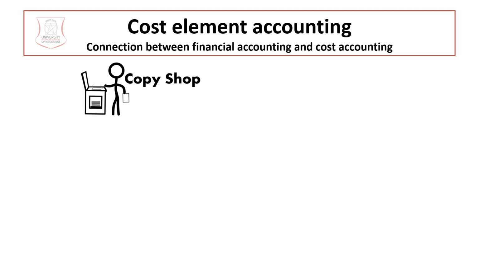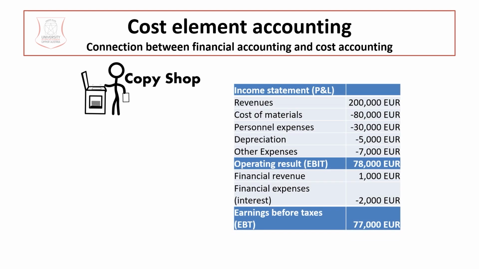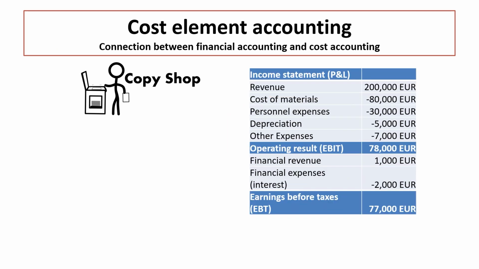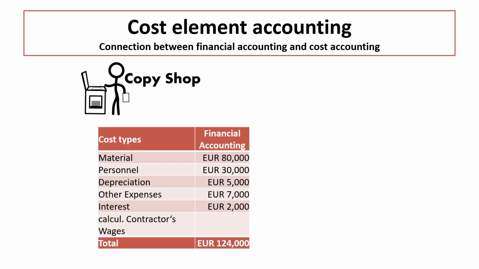We have a copy shop here and we look at the profit and loss account from the financial accounting. We see sales revenues of 200,000 euros but also various expense items listed here. And it is precisely these expense items that we now transfer to a separate table for the operating reconciliation. As you can see, we have simply introduced material, personnel, depreciation, other expenses and interest. In total, these expenses amount to 124,000 euros and we are now carrying out a so-called operating reconciliation.